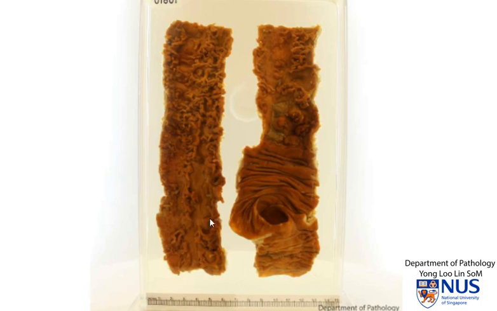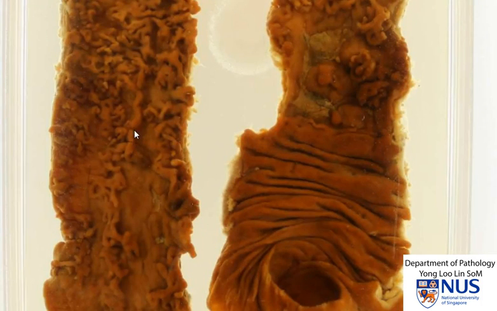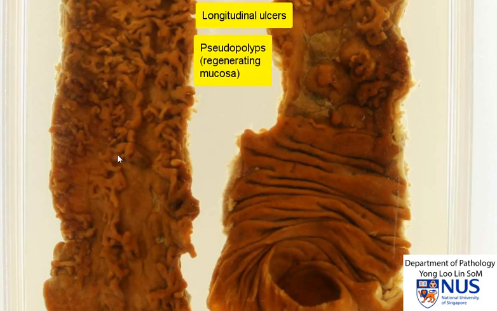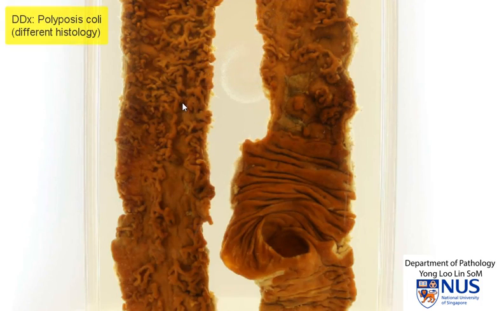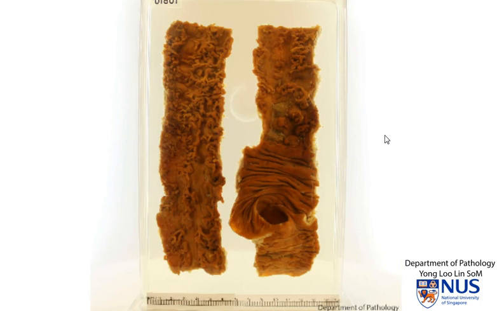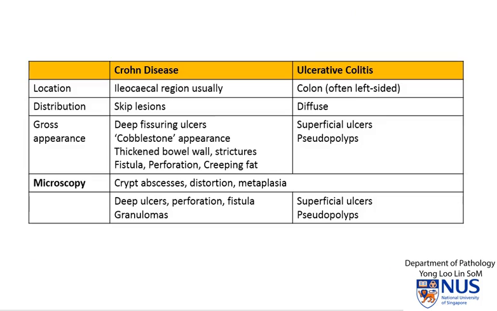So taking a closer look at the mucosa, we can see that there are also these shallow longitudinal ulcers, and at the same time there are these pseudopolyps of regenerating mucosa in between. One of the important differential diagnoses would be that of polyposis coli, but usually we do not get these very characteristic shallow ulcers. And in terms of differentiating ulcerative colitis from Crohn's disease, there are several features.